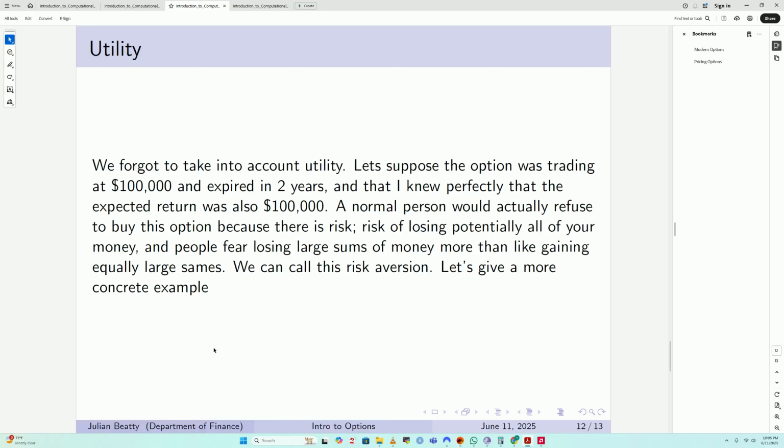A normal person would actually refuse to buy this option for $100,000 because there's a probability, right, that maybe you actually lose all your money. And in general, people hate losing money more than they like gaining the same amount of money. We just call this phenomenon risk aversion.